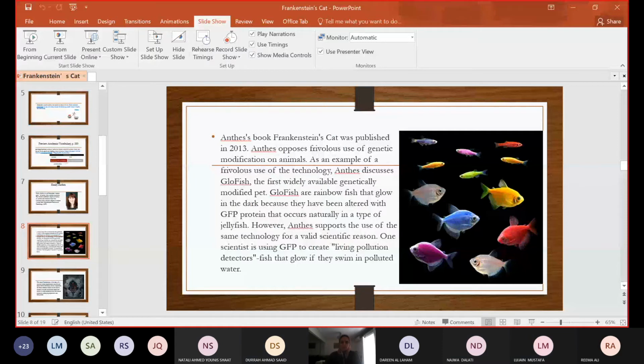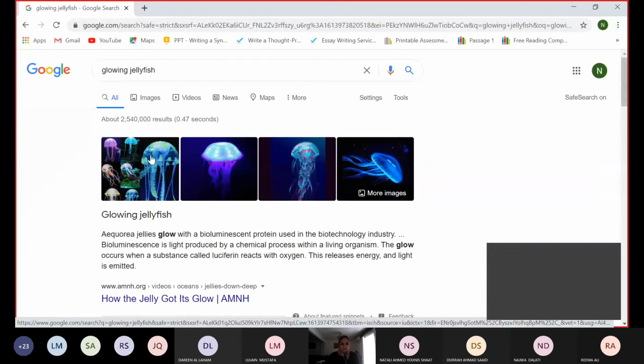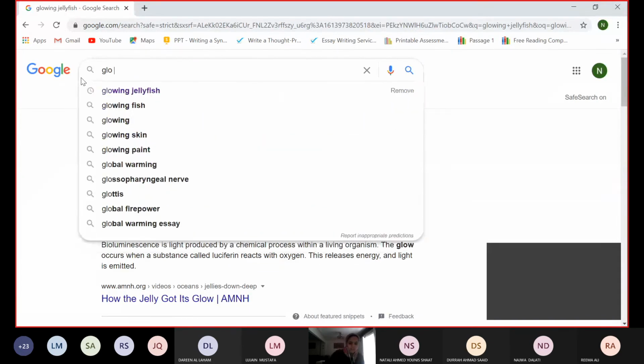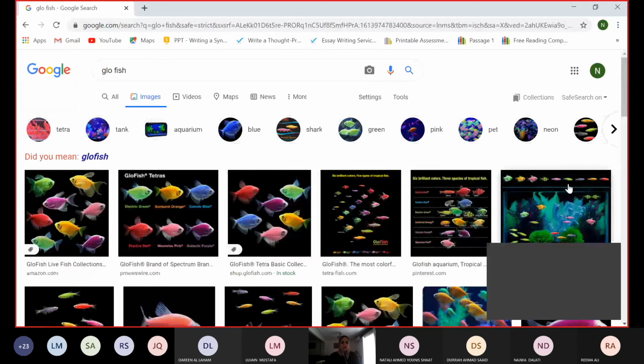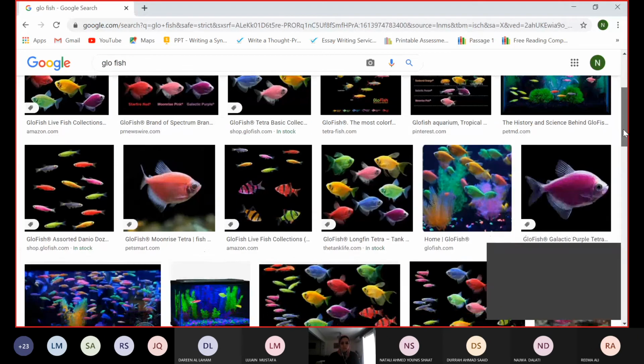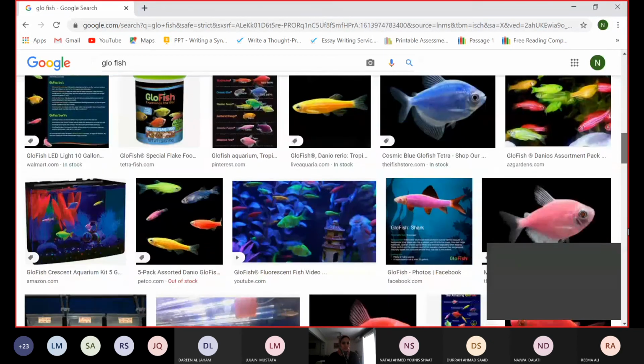I'll share here the Google image to see. Here is the glowing jellyfish. It's real, it exists. Allah created it like this. It glows in the dark. So they took the gene of this jellyfish, the glowing part, and they injected it in the fish and made it glow. So normally this fish was not glowing. It's injected with a protein of jellyfish to glow in the dark.